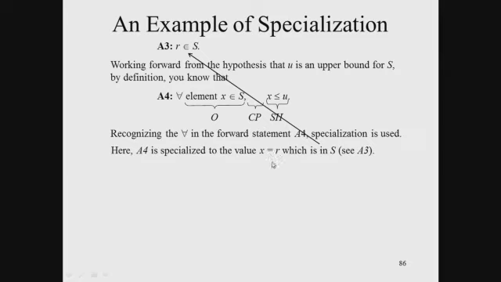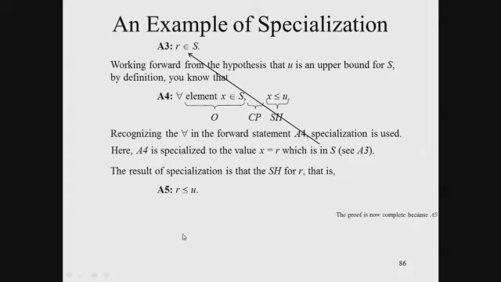And what is the result of this specialization? R is less than or equal to U. R is less than or equal to U. And that is exactly the result of specialization. And by the way, this completes the proof because if you look back at B2, this is A5 is exactly B2. See how the keywords guide us?